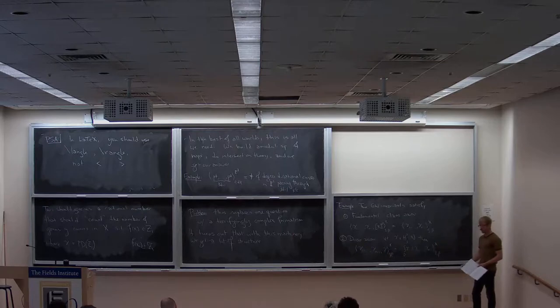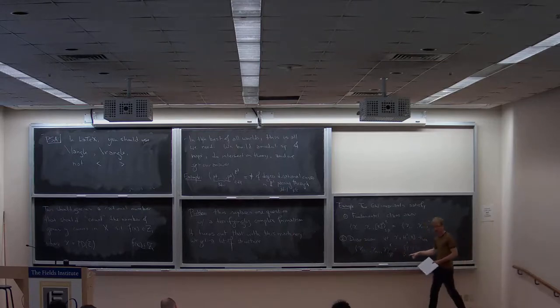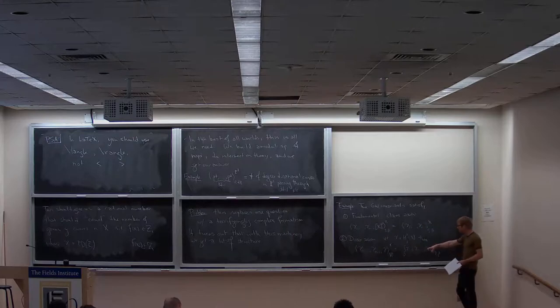So all of the classes coming from H2 really don't do very much in terms of Gromov-Witten invariants. We can always just pull them outside and we get some number in front of it.